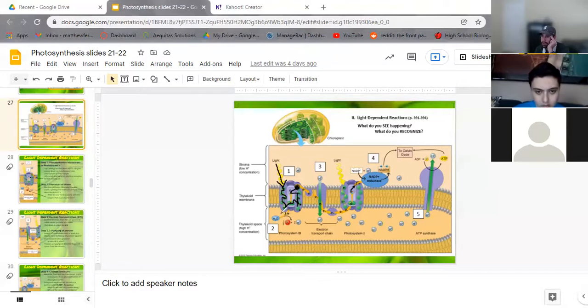That's step 1. Step 2 now is water ends up getting oxidized and donating electrons into photosystem 2, which then gets split into an oxygen and a couple protons, and that's called photolysis. Step 3 is the electron transport chain. The electrons are being transported from photosystem 2 to photosystem 1. While that's happening, it's also pumping protons in as a form of active transport. So we're pumping protons in a form of active transport during the ETC.